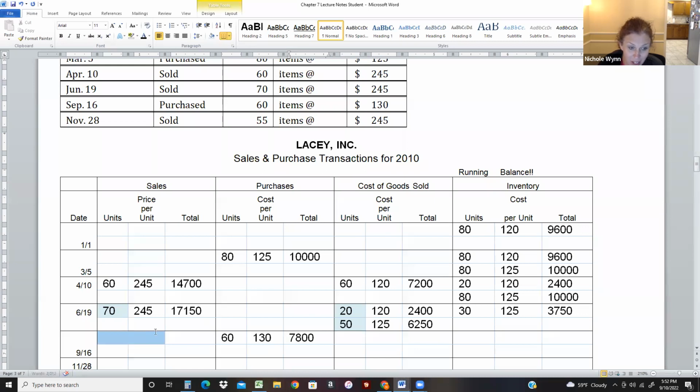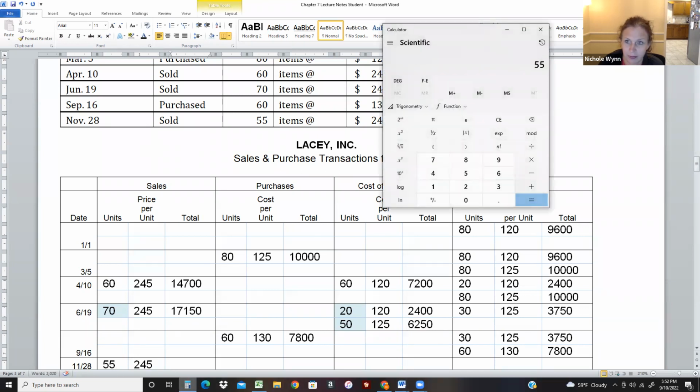I did not sell any units on September 16th, so I don't need to compute cost of goods sold. But I still have 30 at 125. And now I just bought another 60 at 130. And on November 28th, I'm going to sell 55 units. 55 at 245. 13,475.